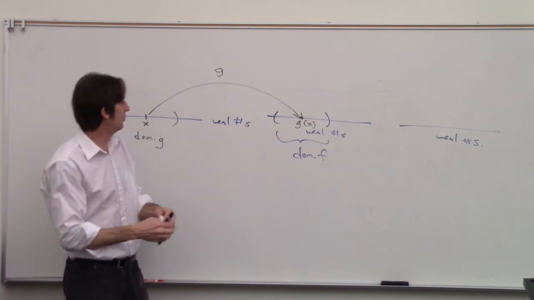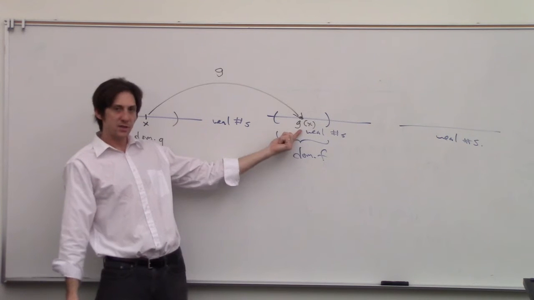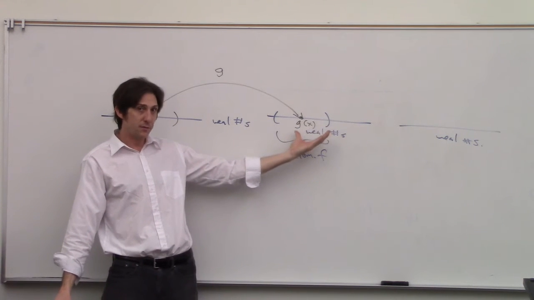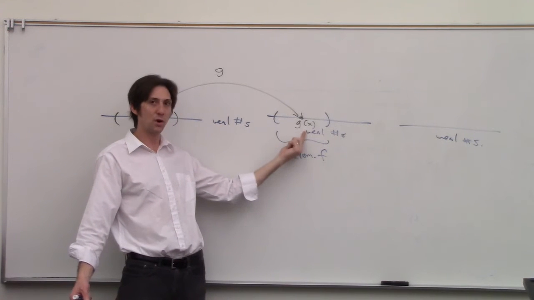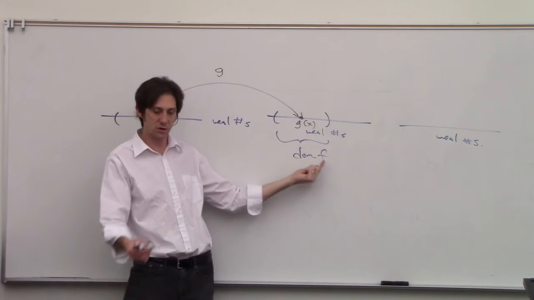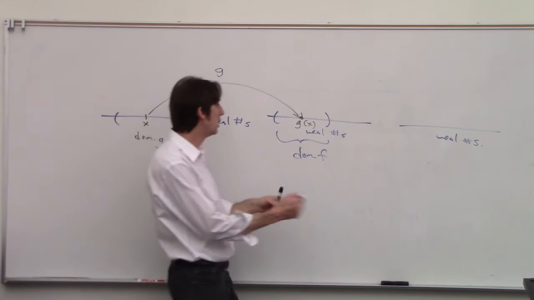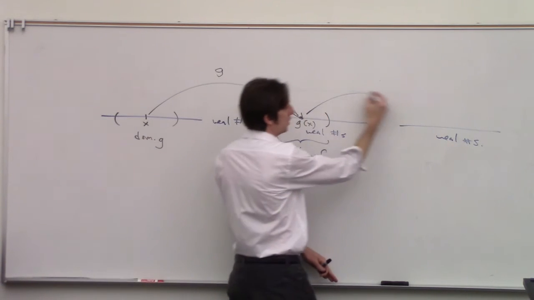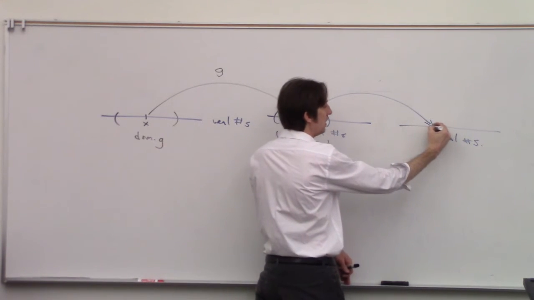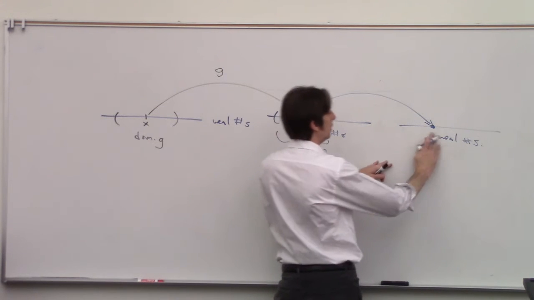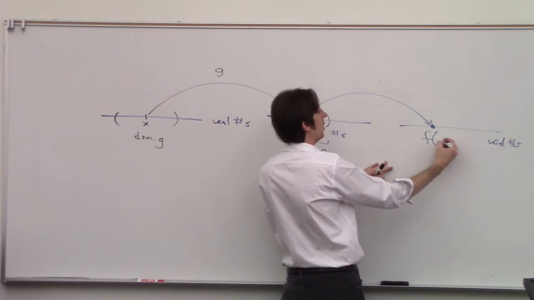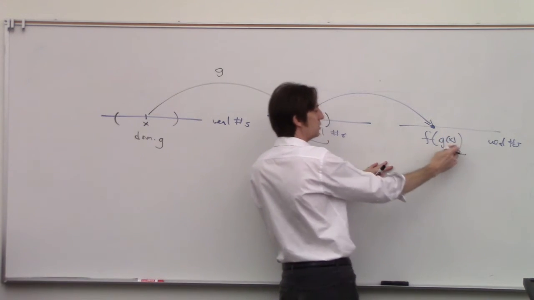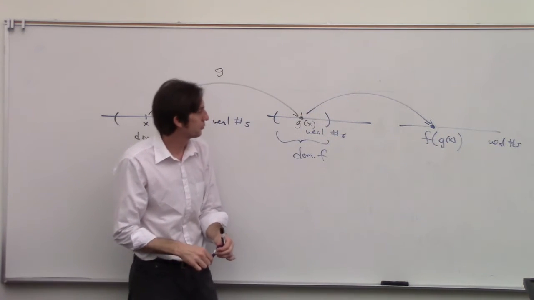And so, as long as this g of x ended up in the domain of f, I'm allowed to plug that number, that g of x, into the function f. And if we do that, we get another output. The output that we get over here is f of what we just plugged in, and we just plugged in g of x.